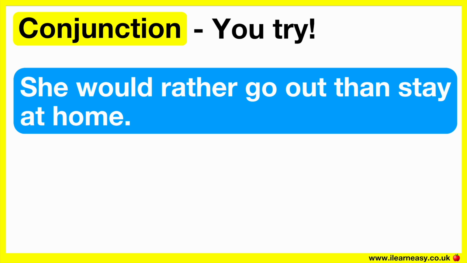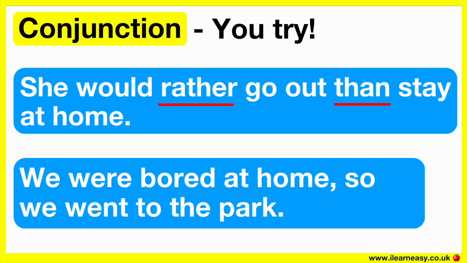She would rather go out than stay at home. The conjunctions in this sentence are rather...than. These are examples of correlative conjunctions. We were bored at home, so we went to the park. The conjunction in this sentence is so. It's a coordinating conjunction.